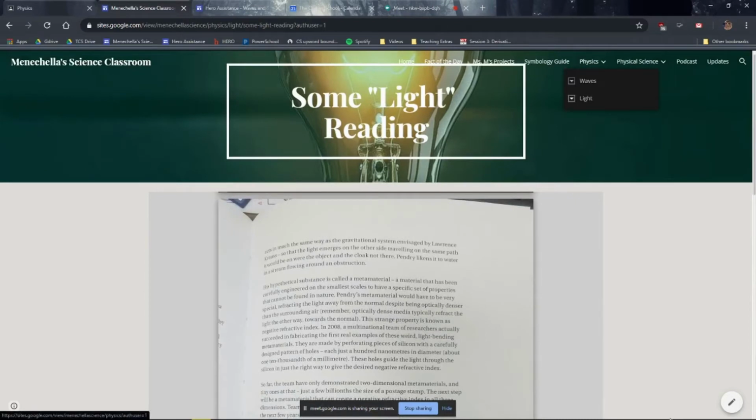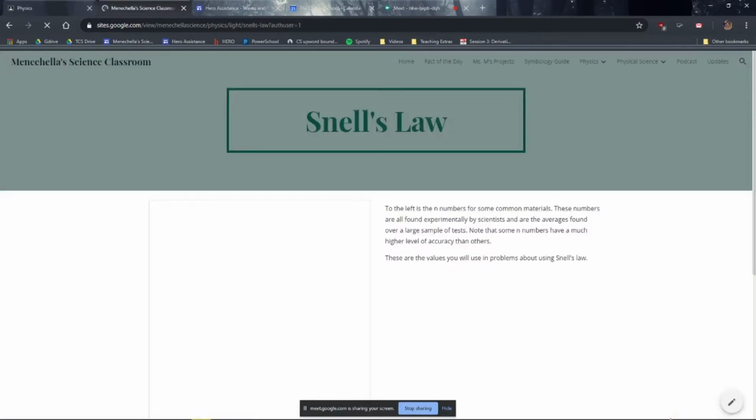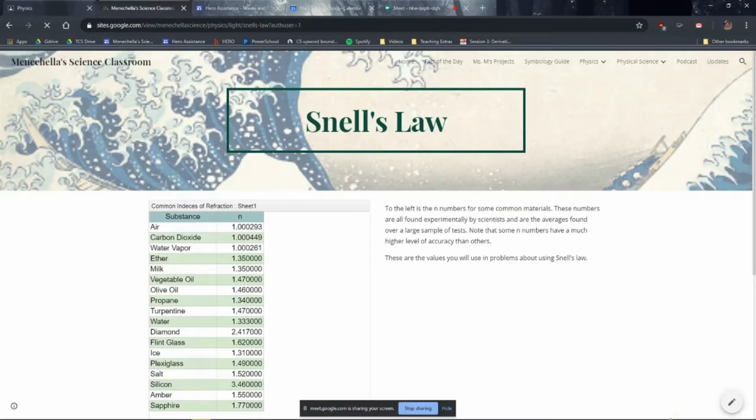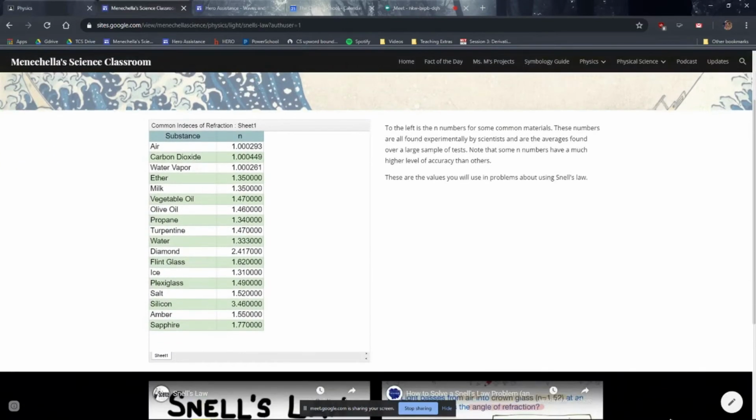We just started our light unit last week, and really we're just getting into Snell's law. This is what we're going to be focusing more on today. I had provided a list of some of the common N numbers for common materials. We'll go over what the N number is again here in a few moments. But as far as finding a reference page, please use this one.